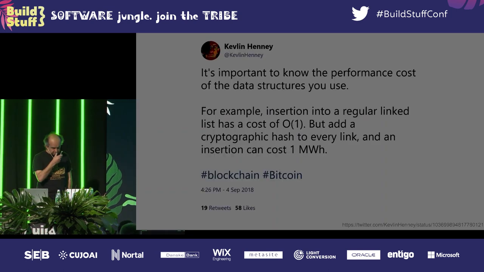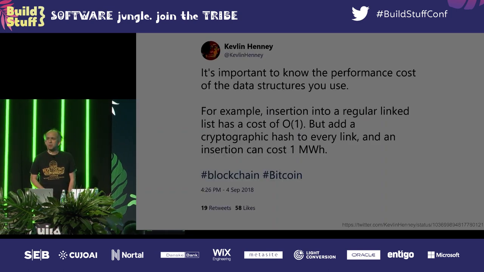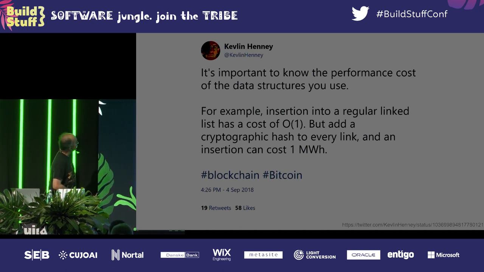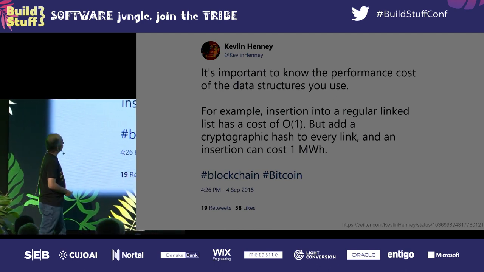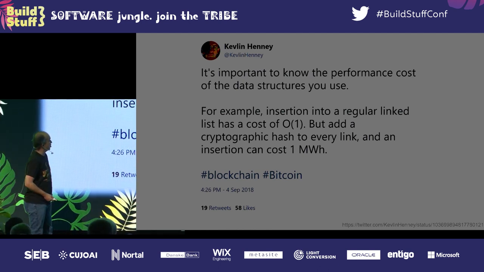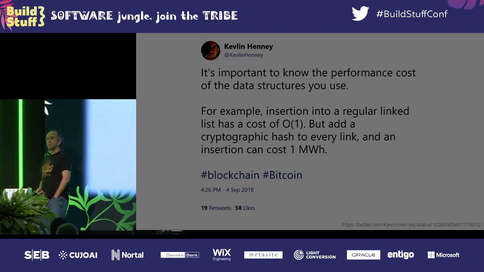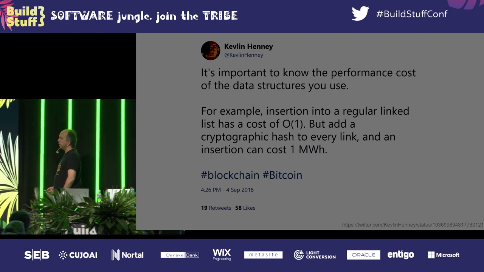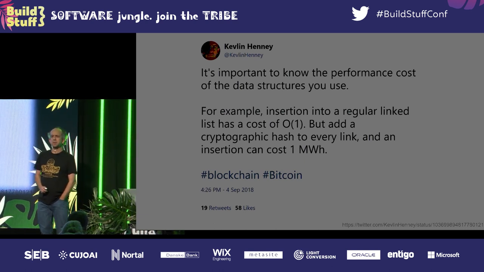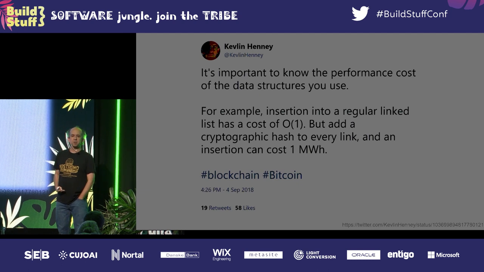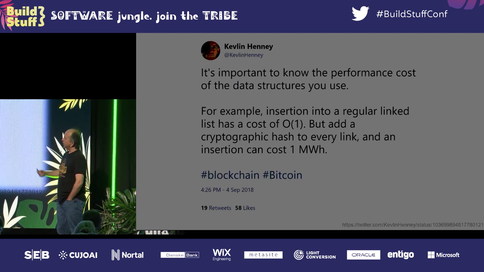But you've got to understand your data structures. You've got to understand what they cost and the concepts that are used for them. And that's concrete data types. In particular, insertion to a regular linked list has a cost of O(1). You need to understand complexity, but if you add a cryptographic hash to every link, an insertion can cost 1 megawatt hour. This is the basis of Bitcoin, blockchain, and various other things called currencies, but they're speculative assets. So just as with speculative execution, there are surprises to be had there.